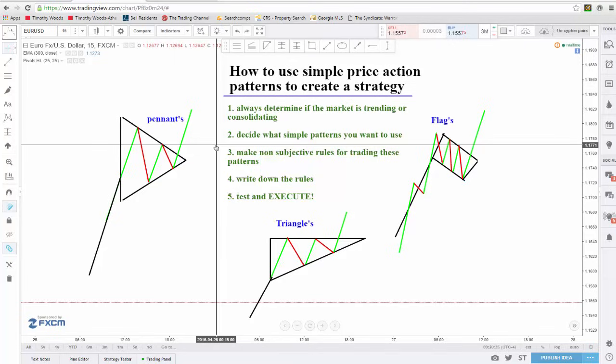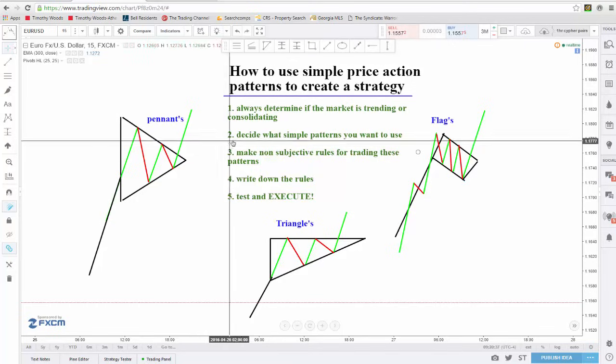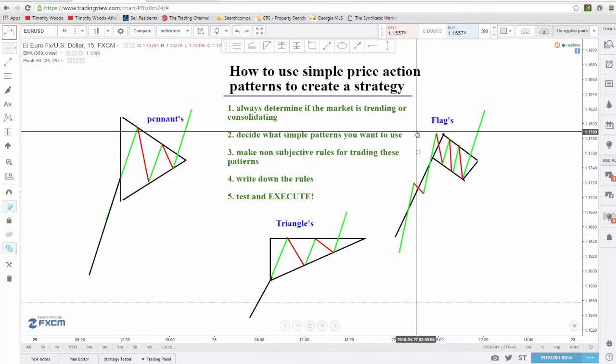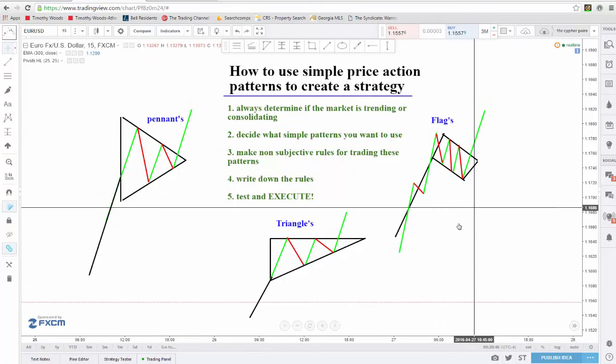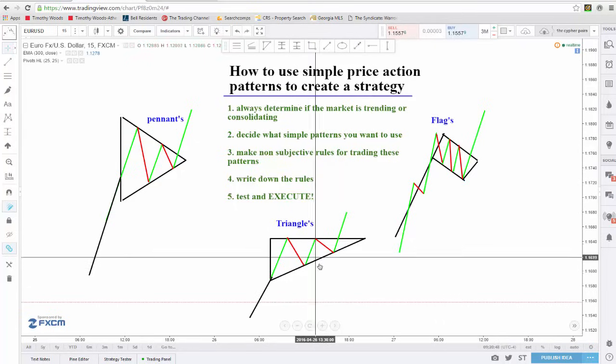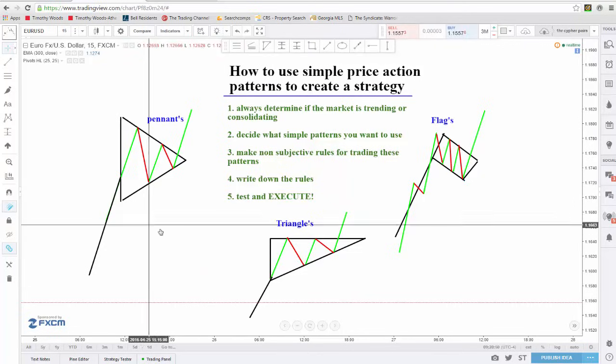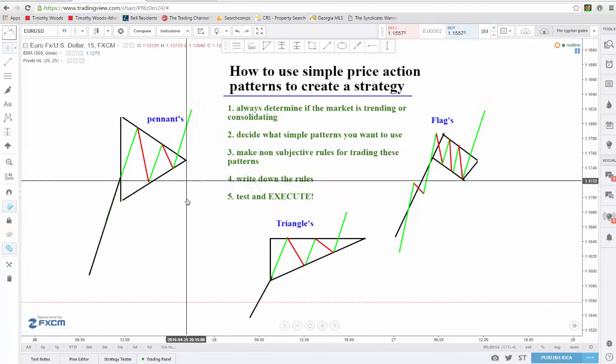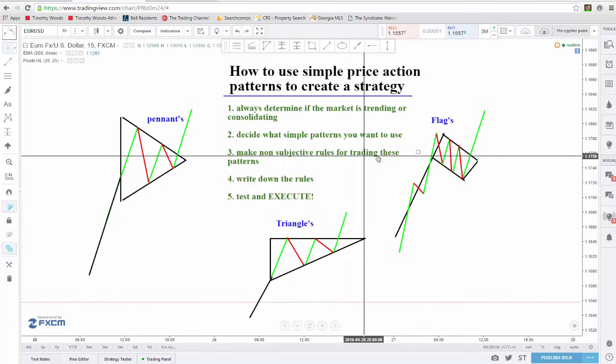So now that you have that information in hand, the next step would be to decide what simple patterns you want to use. Do you want to just trade flags, or would you like to trade flags and ascending and descending triangles and pennants? So figure that out, and once you have that decision made, make some non-subjective rules for trading these patterns.